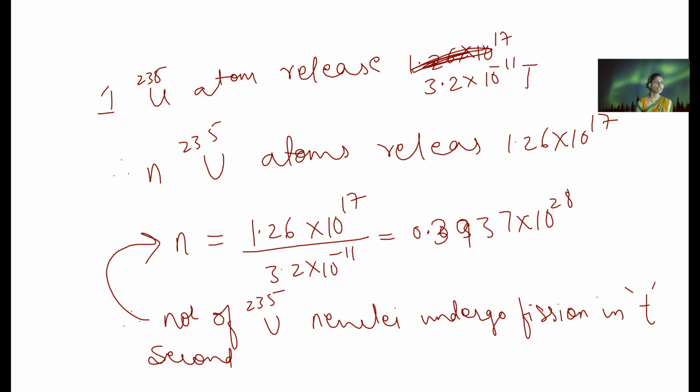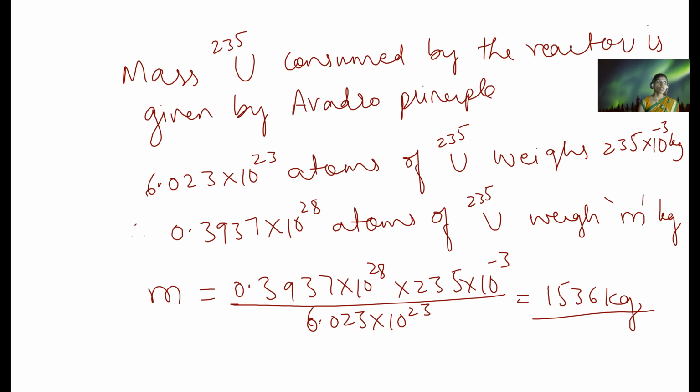1.26 into 10 to the power of 17 divided by 3.2 into 10 to the power of minus 11 gives 0.3937 into 10 to the power of 28. So that is the number of uranium-235 nuclei undergoing fission in T seconds. Next, the mass of uranium consumed in the reactor is calculated by using Avogadro's principle.